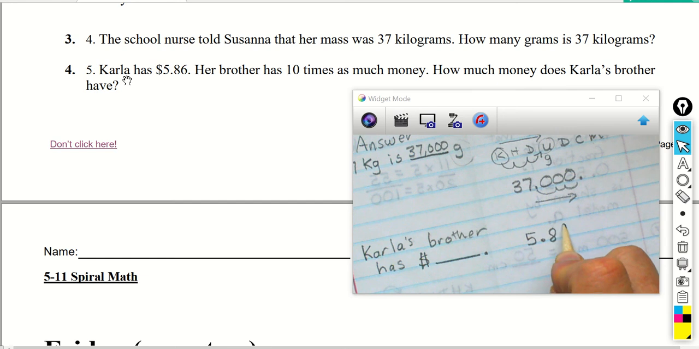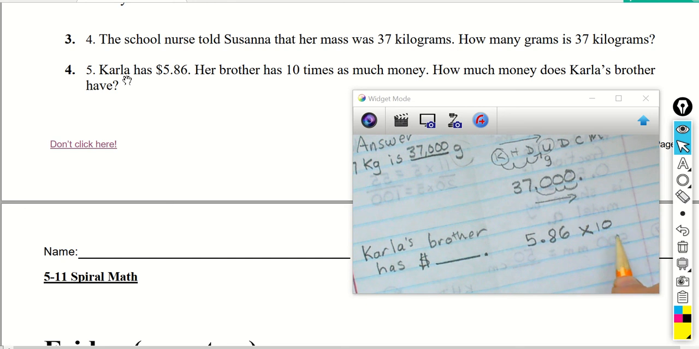$5.86 is how much Carla has, and her brother has 10 times as much money. So by multiplying by 10, I can use some mental math tricks. There is 1 zero in 10. When I multiply, I move decimals to the right. So I can move the decimal right when I multiply by 10, 1 jump to the right. So that $5.86 now becomes $58.6.